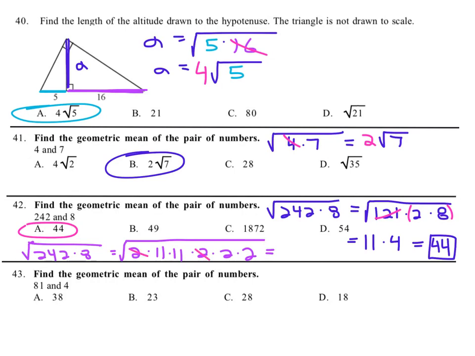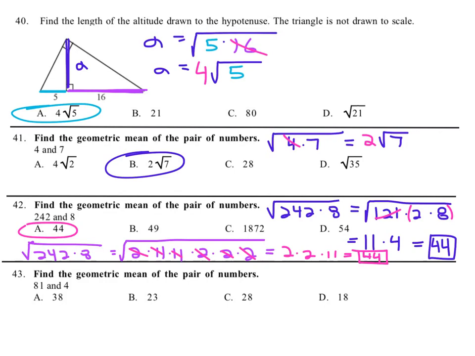We've got a pair of 2's. That's a 2 coming out. We've got another pair of 2's. That's another 2 coming out. We've got a pair of 11's. That's an 11 coming out. And there's nothing left inside. So when you multiply them together, 2 times 2 is 4. 4 times 11, 44. You still get 44 even if you did it the long way.